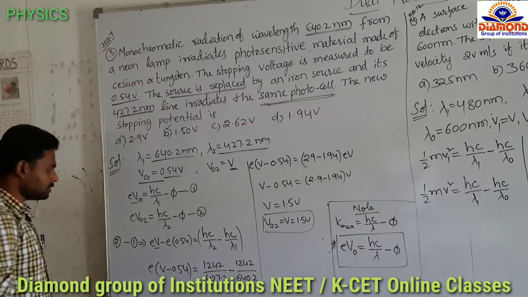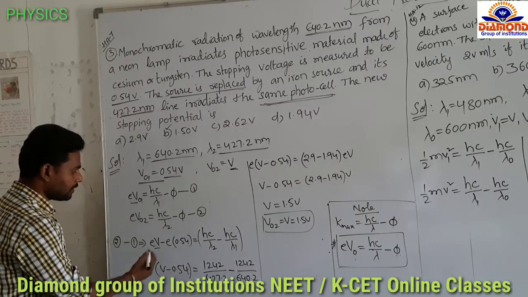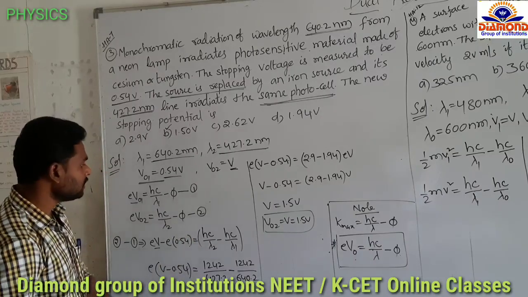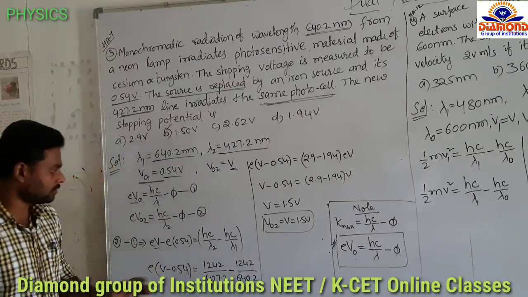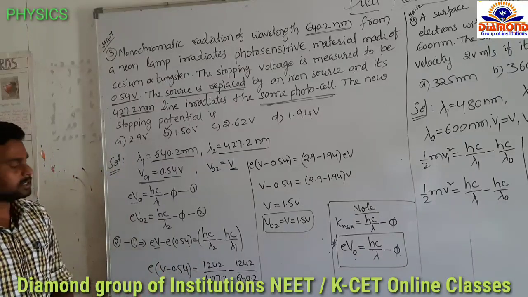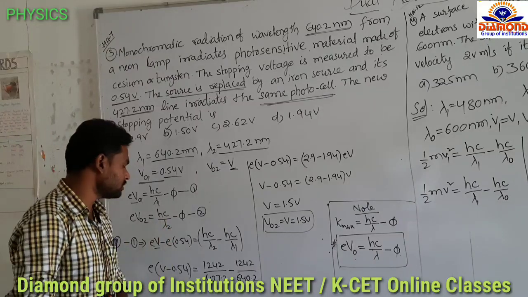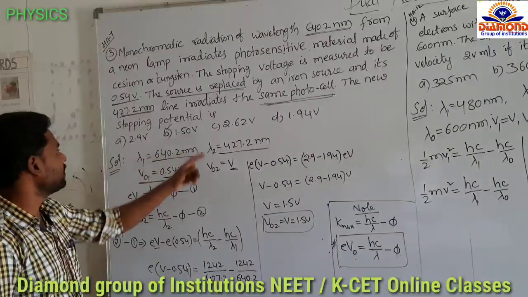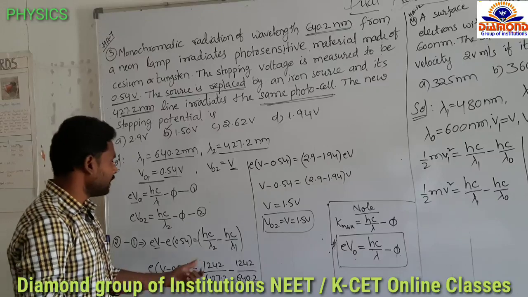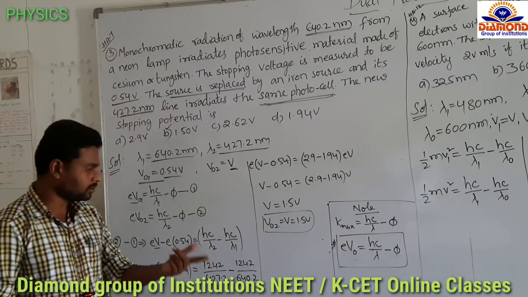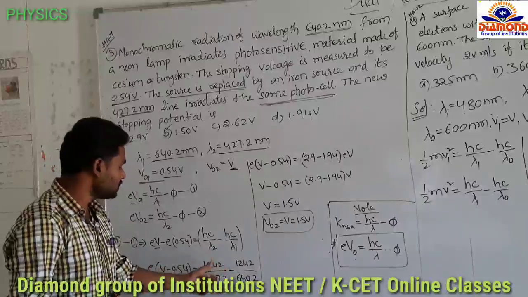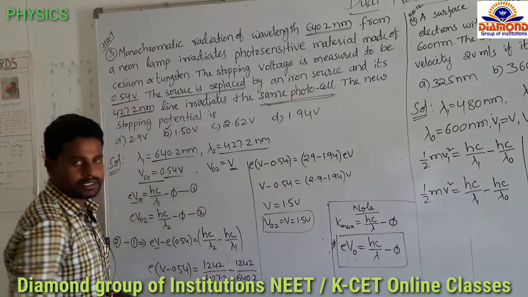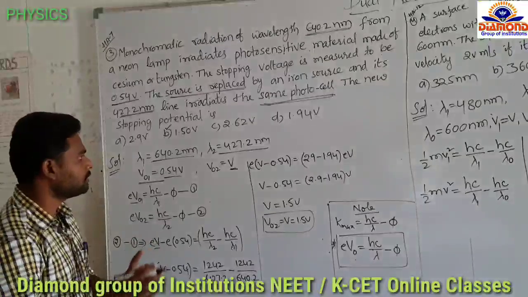Okay, next in these two we are taking e common, so e into V minus 0.54, and the next hc value, take it as 1242 electron volt nanometers. If you want to convert to angstroms, keep one more zero, that means 12,420 electron volt angstroms. Here the wavelength is given in nanometers, so I am taking the hc value as 1242 electron volt nanometers. Just substitute the hc value in these two cases and simplify it. The simplification is a little bit complicated, so just pause the video and simplify it.